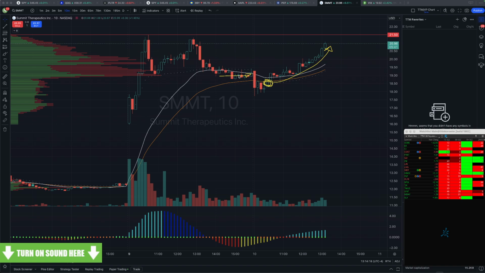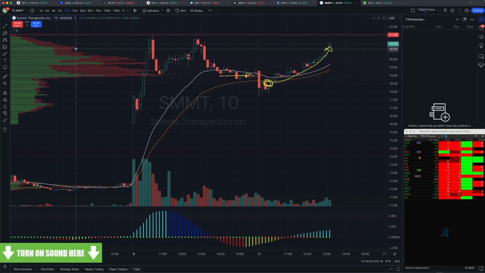Yeah, if you were trading them up here and you didn't add here when he added, then you're probably 10 or 15% instead of 30. So that's also part of it. But this is a great looking trade.